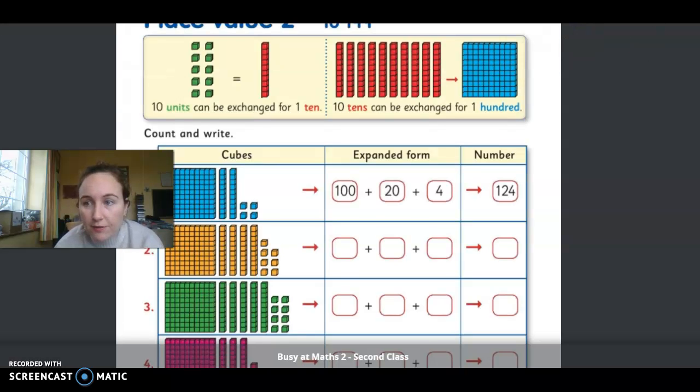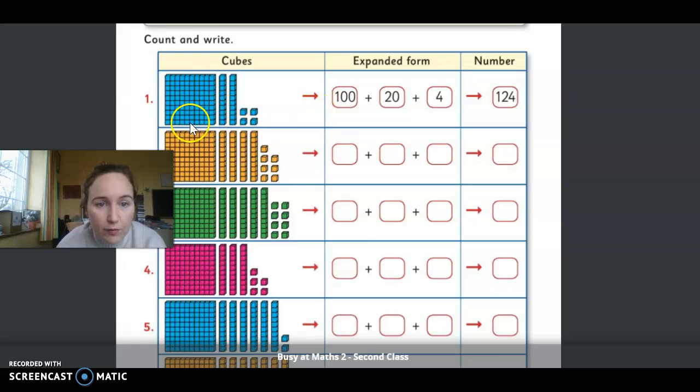Okay, so in the first one here, they did for you, you've 100. In all of them, you just have 100. So you can write 100 in the first box for all of them. And then you need to count your tens, 10, 20. So I put 20 in my second box. And then I need to count my units, 1, 2, 3, 4, and 4 units in the third box. So 100 and 20 and 4 is 124.